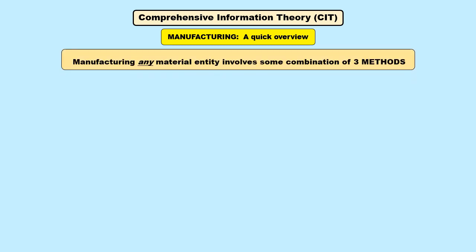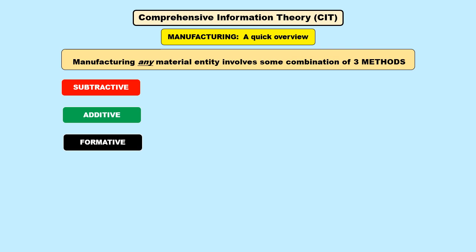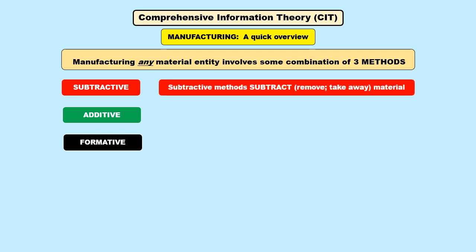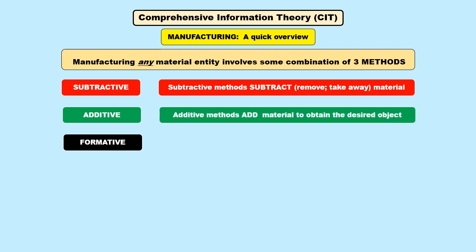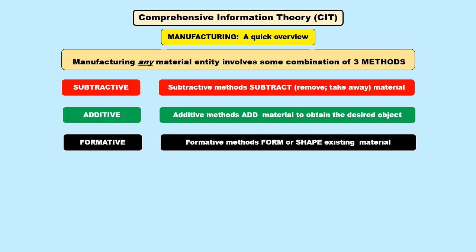Alright, let's proceed. In the most general sense, manufacturing any material entity involves some combination of three methods. Those three methods are subtractive, additive, and formative. As their names imply, subtractive methods subtract, that is, they remove or take away material. Additive methods are those that add material to obtain the desired object. Formative methods neither subtract nor add material, they merely give form or shape to the existing material. Manufacturing any material entity involves one, two, or all three of those methods.